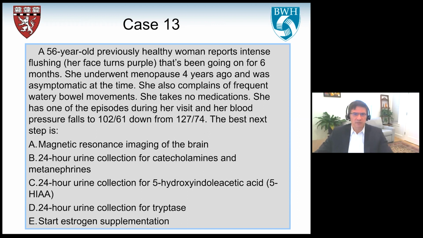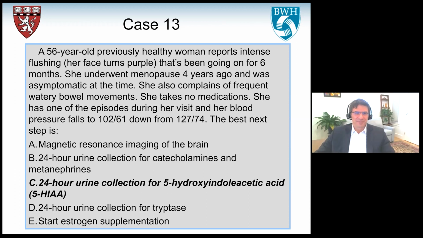The best next step is A, magnetic resonance imaging of the brain, B, 24-hour urine collection for catecholamines and metanephrines, C, 24-hour urine collection for 5-hydroxyindoleacetic acid or 5-HIAA, D, 24-hour urine collection for tryptase, or E, start estrogen supplementation. And the right answer is C, 24-hour urine collection for 5-hydroxyindoleacetic acid or 5-HIAA.